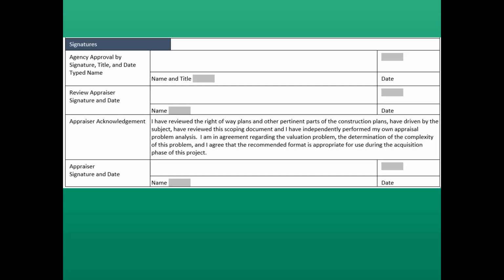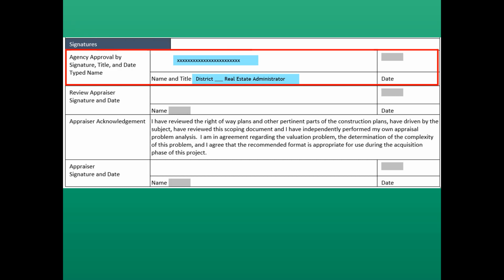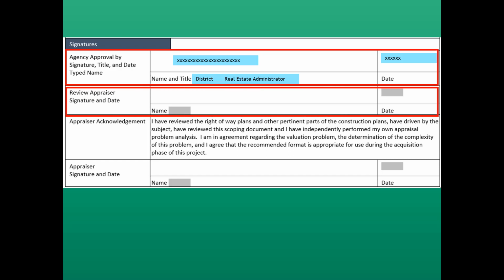And finally, the last part of the appraisal scoping checklist is the signature section. And the first signature would be the agency. And generally at the district, it's going to be the district real estate administrator who signs that. And their signature would be above their title, and they would also date their signature. Second signature line is for the review appraiser, who would identify themselves and then sign above their name and also the date by which they signed.